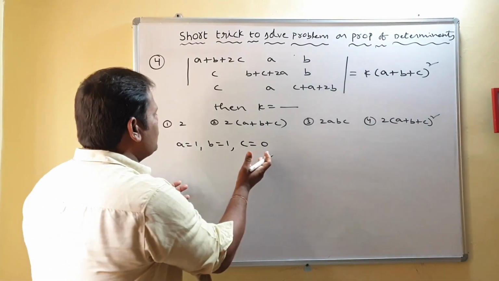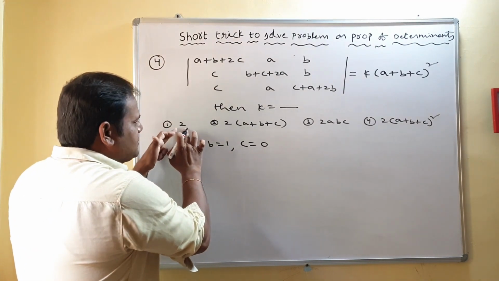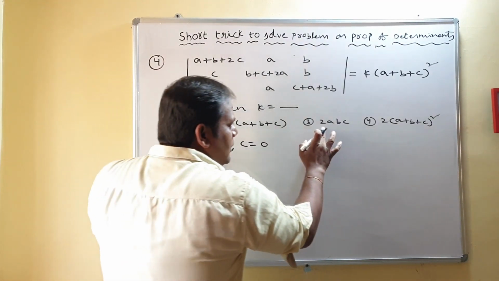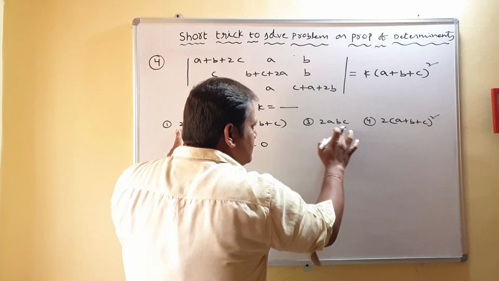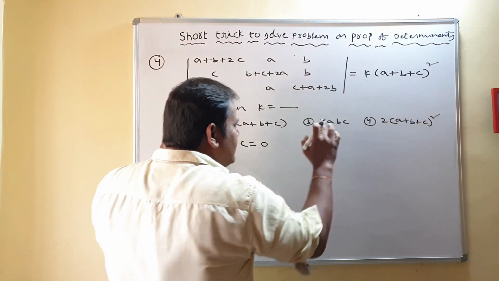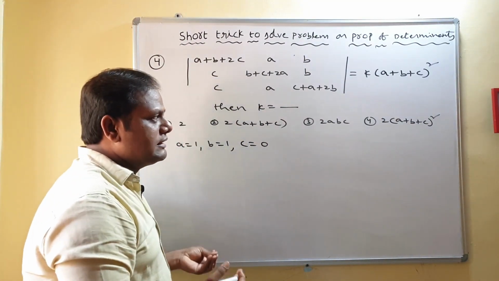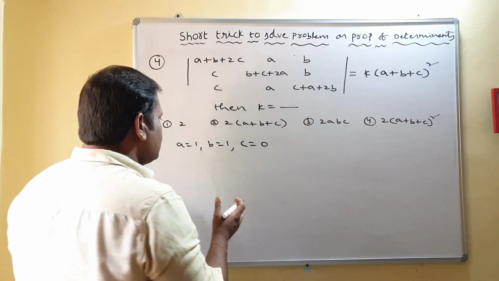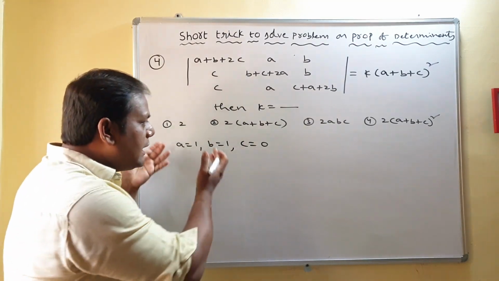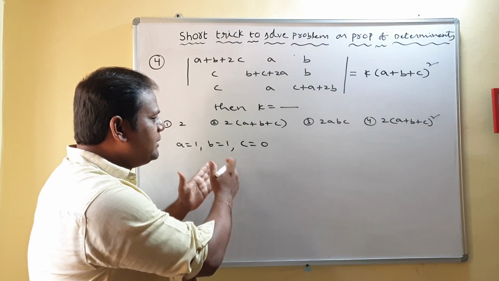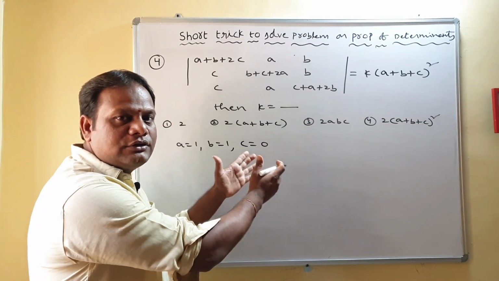If you take C also 1, here anyhow the first option is 2. What about the third option? If C is also 1, then it also gives 2. Then finally we get confused deciding the answer. So that is the reason, to avoid that confusion, I have taken A equal to 1, B equal to 1 and C equal to 0.